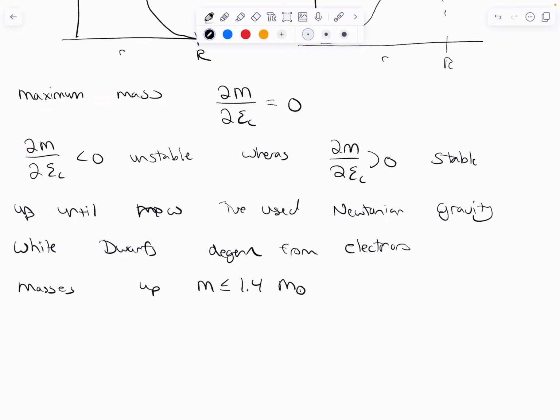So the radius of a neutron star is on the order of 10 kilometers, whereas the radius of a white dwarf could be something like 1,000 kilometers or somewhere in this ballpark. So it's quite a bit bigger. They're fluffier than a neutron star.